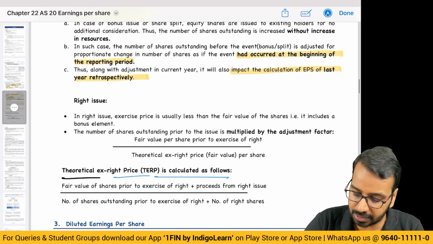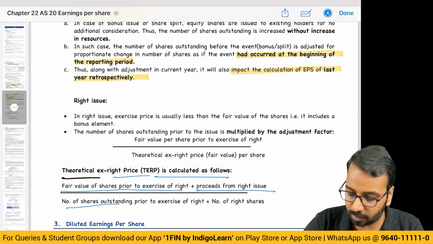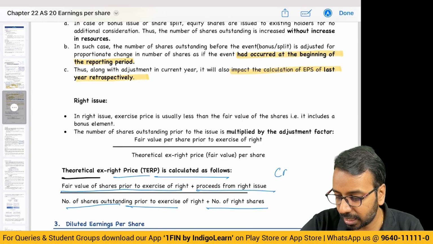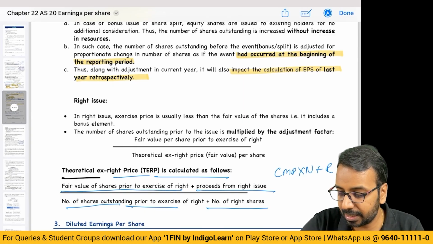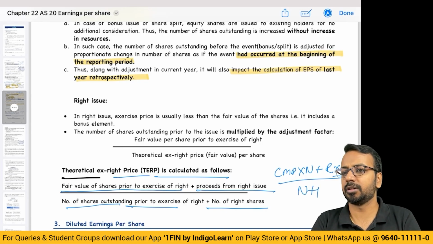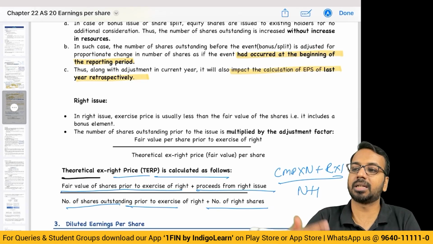Theoretical ex-rights price is fair value per share prior to the exercise of rights plus proceeds, divided by number of shares outstanding plus number of rights shares. Or you can say current market price into N plus rights issue price into 1, divided by N plus 1. Multiple ways to derive. Okay. What you have to do is use the method that you are comfortable with.